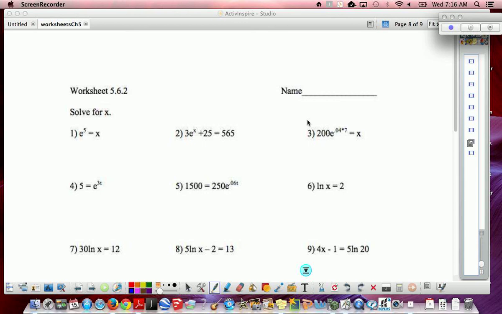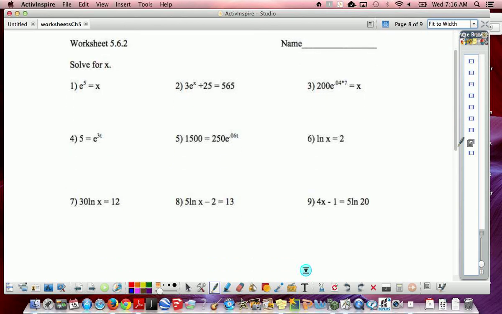Okay, let's take a look at your worksheet 5.62. On all of these problems, you are asked to solve for x involving some sort of logarithm, whether it's natural log or the common log. At least these first ones here are all going to pretty much deal with natural log. So we're going to be dealing with natural log and e.